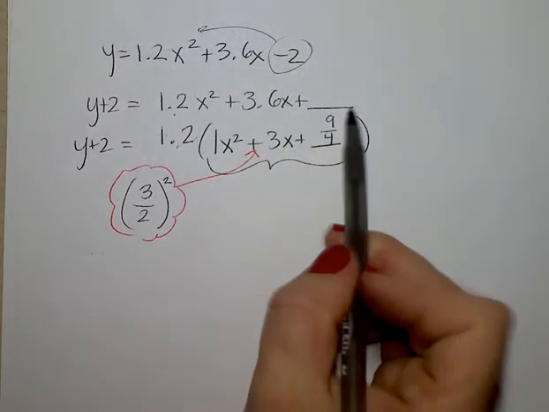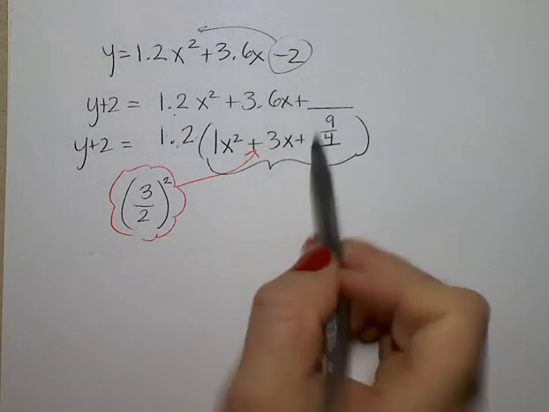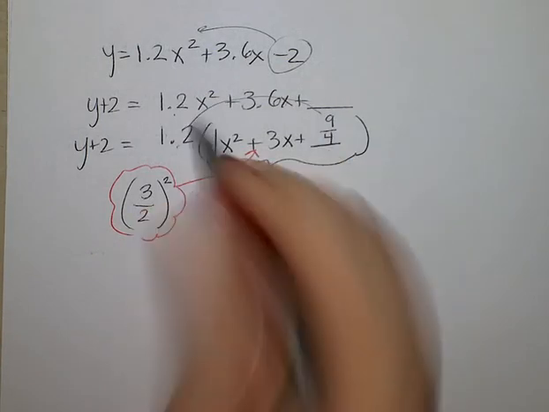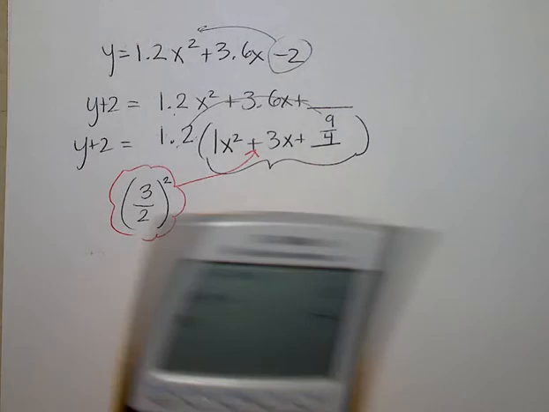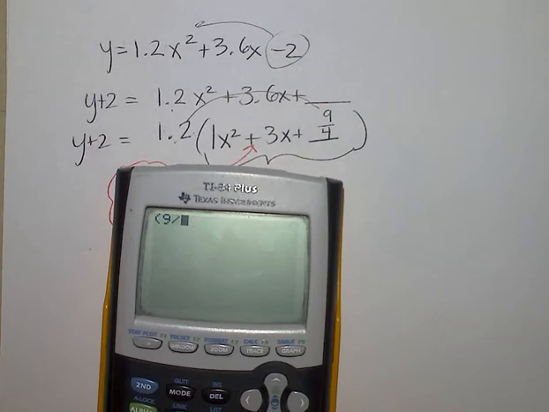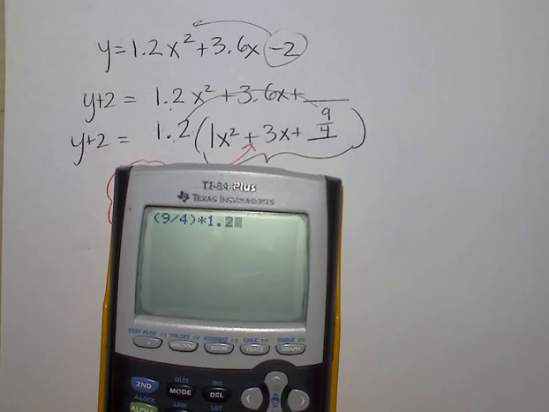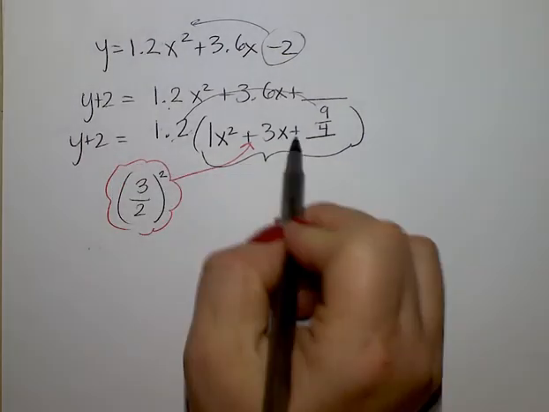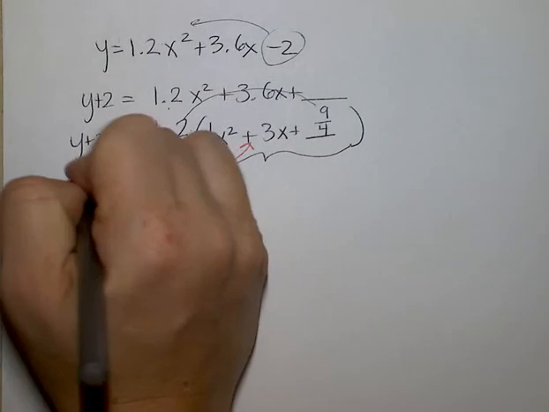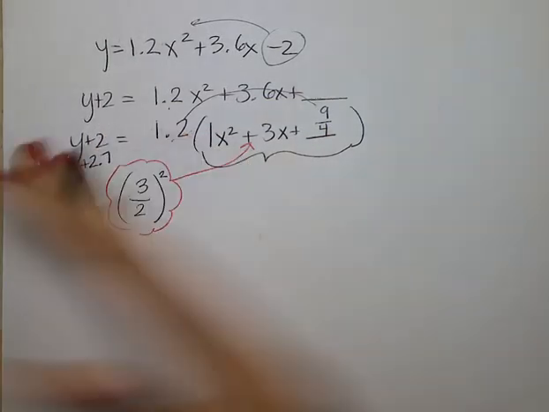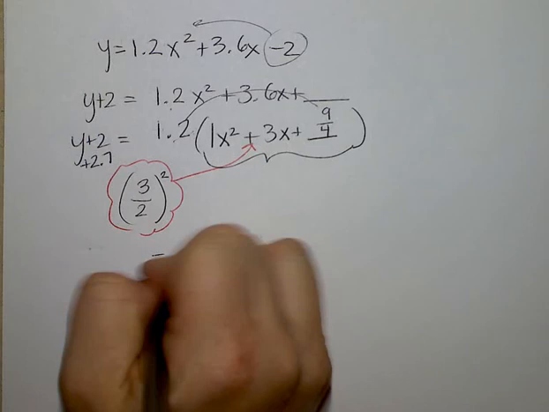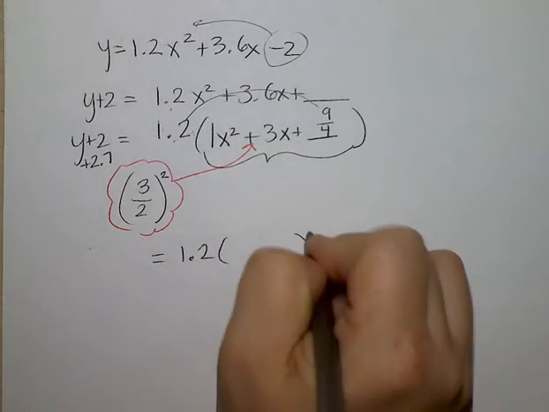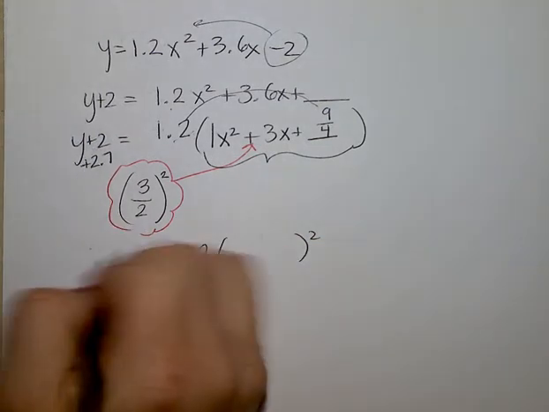Now, I didn't just add 9 halves to this side. Can you guys please take 9 halves in parentheses times 1.2? Do you agree with 2.7? So I just added 2.7 to this side. I must add 2.7 to the left to keep the equation balanced. 2 plus 2.7 is 4.7.